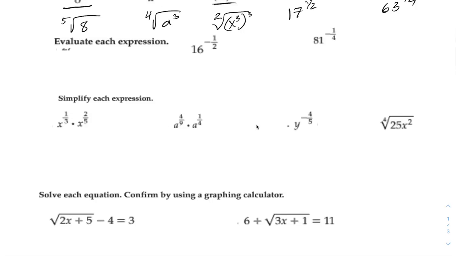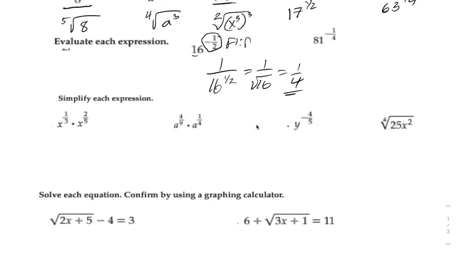Evaluate each expression. So it's all about understanding what it means. First of all, the negative flips it. It doesn't mean make a negative. This literally means flip. So it's 1 over 16 to the 1/2. All it does is flip it. Now what does 1/2 mean? 1/2 means square root. So this is like the square root of 16, which we should know is 4.